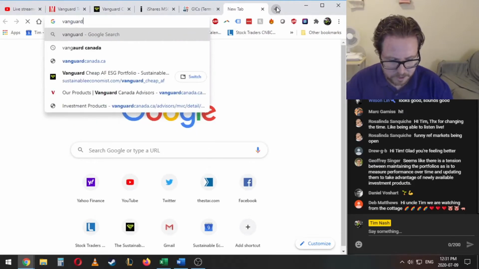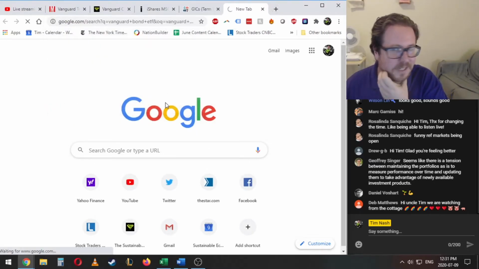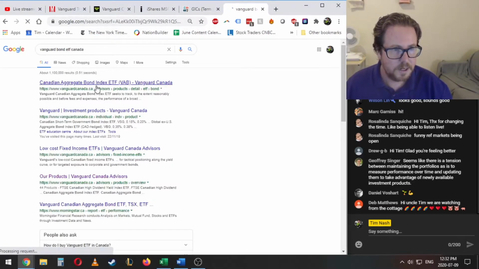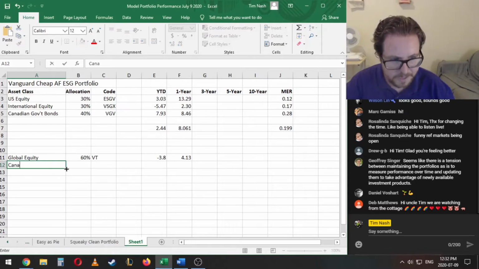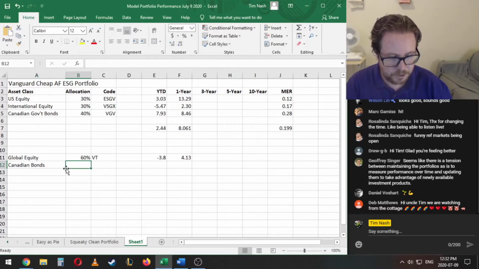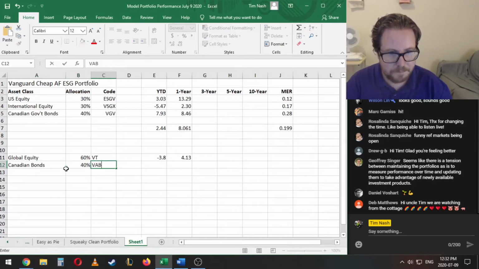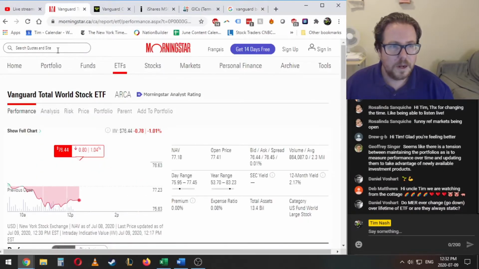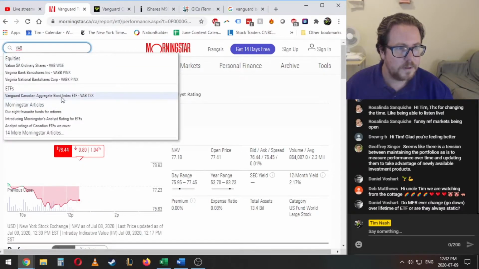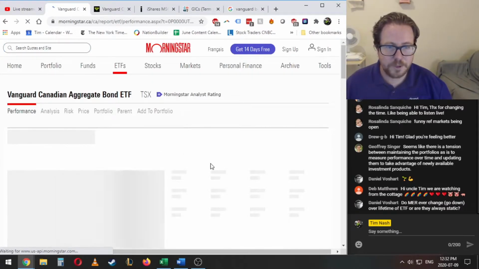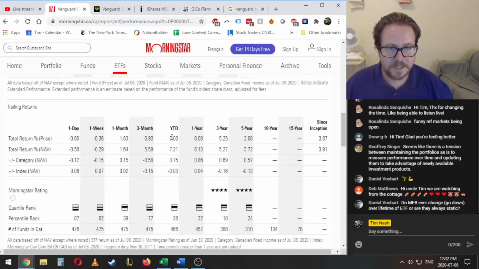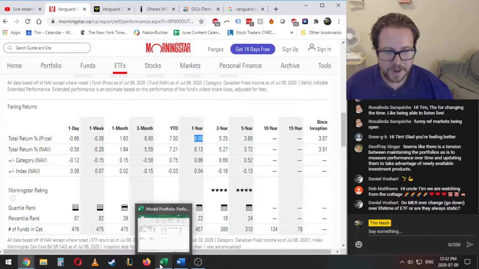I forget what their standard one, the ticker symbol is. We might know this one. Let me just do Canada. Here it is. VAB is going to be the standard one there. So we can just do Canadian bonds, and we can do 40%, and this is going to be VAB, and we'll get the performance here, lickety split. So when it comes to performance on this one, here we go, year to date is 7 flat, and then 8.08.